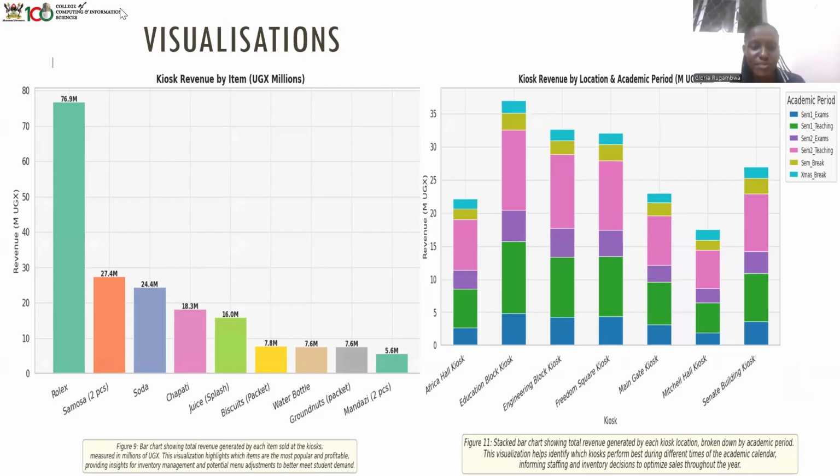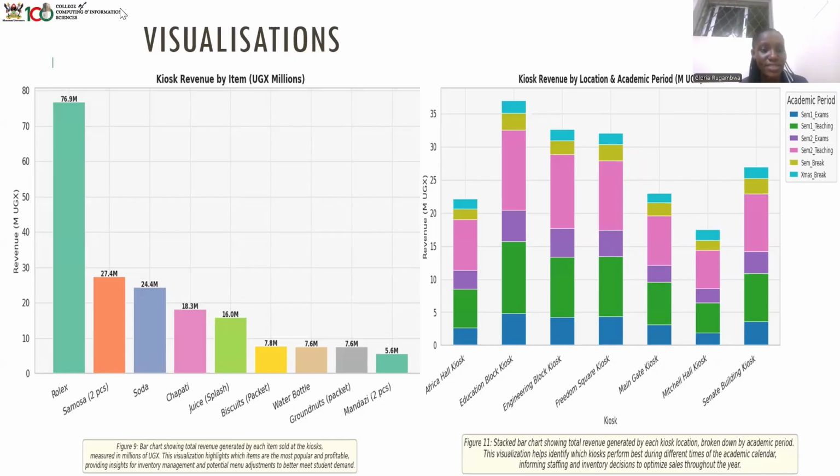So next we have a bar chart. On our left, we have a bar chart that shows the total revenue generated by each item sold in the kiosks. Each item is represented by its own color. This bar chart generally shows us that Rolex is the highest sold item within the kiosks in the university. And next we have the samosas.